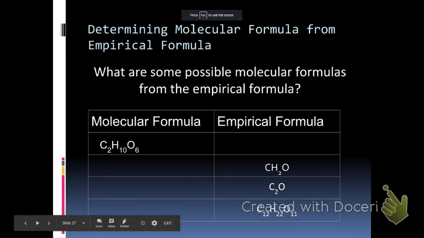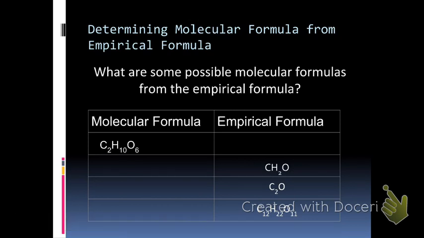Okay, so we went over empirical formulas. Remember the lowest reduced formula. So in this case, if I have the molecular formula C2H10O6, it could all be divided by 2. And so in this case, it would be CH5O3, right? That might be my empirical formula. Now, what we want to do today is see, once we've determined the empirical formula, we want to determine the molecular formula.